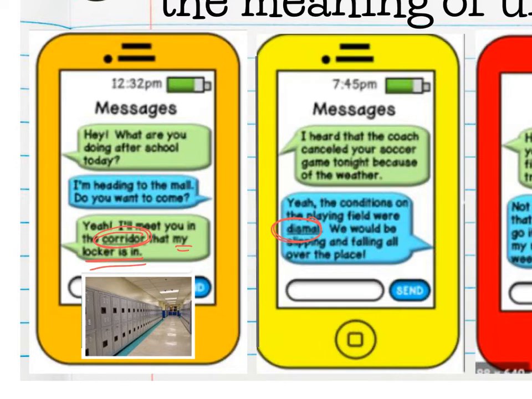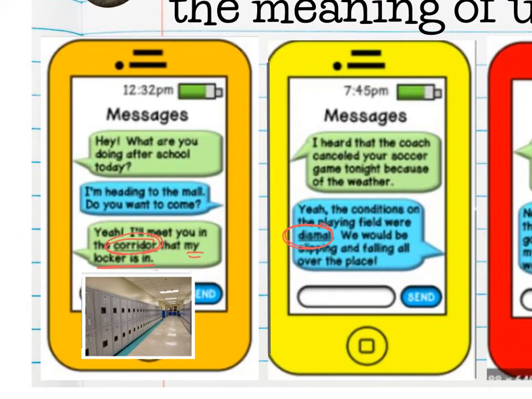As you thought about the word dismal, you probably already noticed that it says slipping and falling all over the place. Whoa. I'm thinking these are definitely clues talking about playing on a field with bad weather. Those are all clues. So dismal, when it says the conditions on the playing field were dismal, then this must not be very good conditions. Bad or dangerous would be a better word. Unfavorable might even be one. Thank you for warming up your brains with me. Let's dig a little bit deeper.